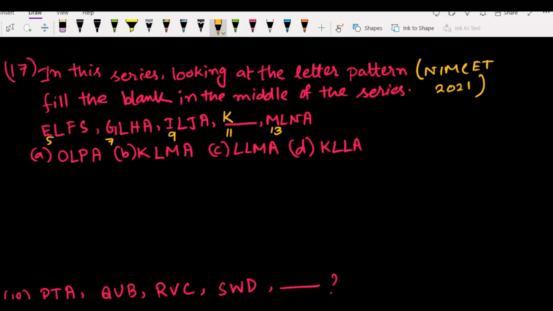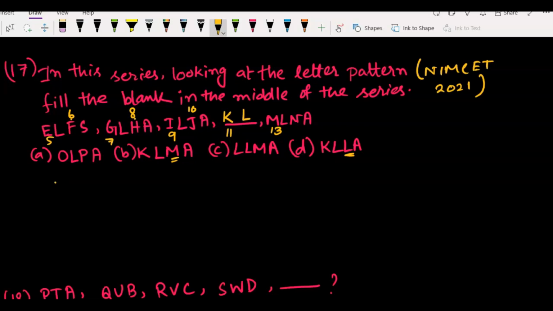Then check the next. Let's check the third term. So we have F, then H. So F is 6, H is 8, J is 10. So plus 2. Then J plus 2, that is 12. 12 is L. So the third term will be L. So what will be the answer?